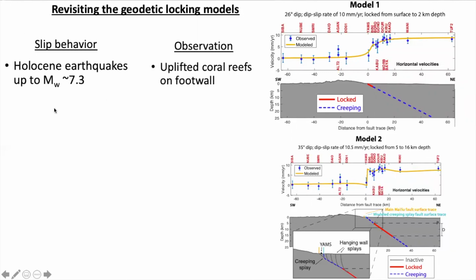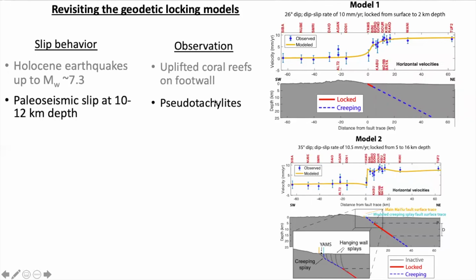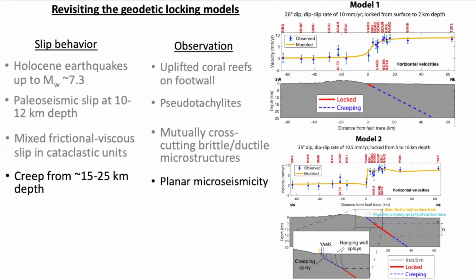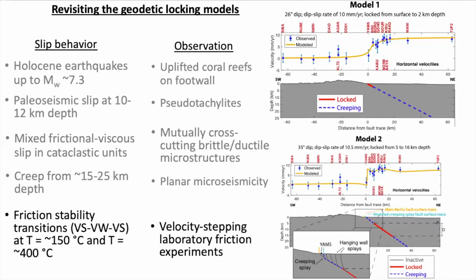So slip behavior, we have Holocene earthquakes up to magnitude 7.3 based on the coral reefs uplifted on the footwall of the Mayu Fault. We see paleoseismic slip at 10 to 12 kilometers depth as evidenced by pseudotachylites and their ages. We see mixed frictional viscous slip in the cataclastic units as evidenced by mutually cross-cutting brittle and ductile microstructures. We infer creep from about 15 to 25 kilometers depth based on the microseismicity, which represents small frictional failure within a predominantly creeping mylonitic shear zone.